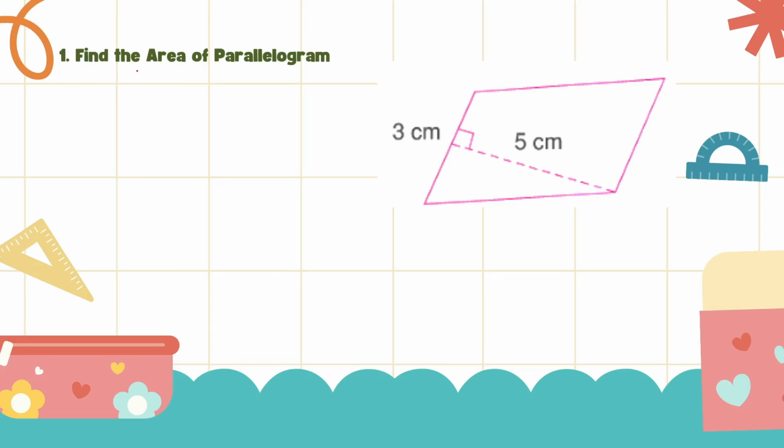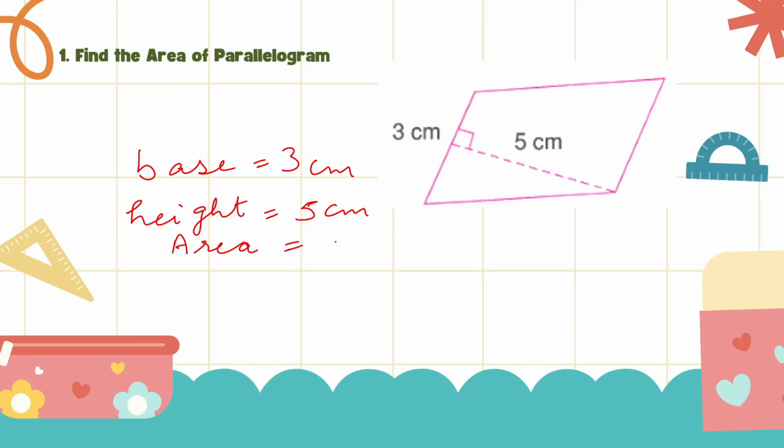Here is the diagram. This is given, and in the parallelogram opposite sides are equal and parallel also. In this diagram, the base of this parallelogram is 3 centimeter, and the height of this is 5 centimeter. Now we need to find the area. Area of parallelogram equals base into height. This is the formula which we are using.